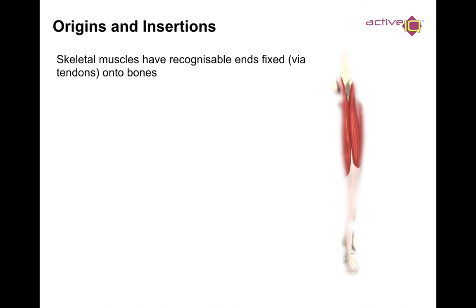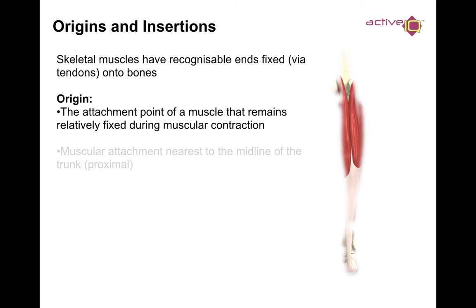Okay, origins and insertions. Skeletal muscles have recognizable ends fixed via tendons onto bones. So the origin, the attachment point of a muscle, remains relatively fixed during muscular contraction. Your origin for a bicep curl would be up towards the shoulder. It is the muscular attachment nearest to the midline of the trunk.